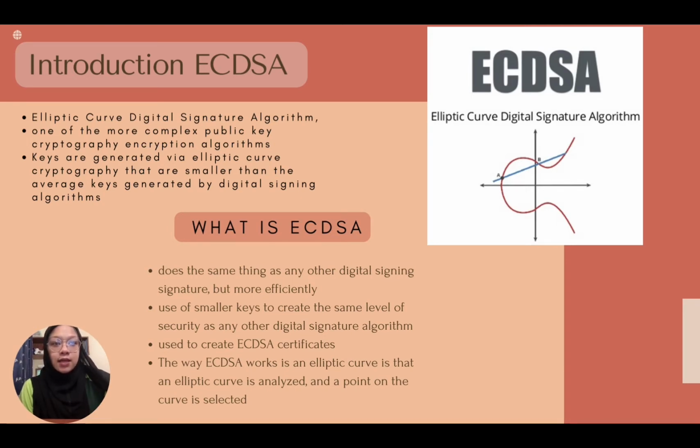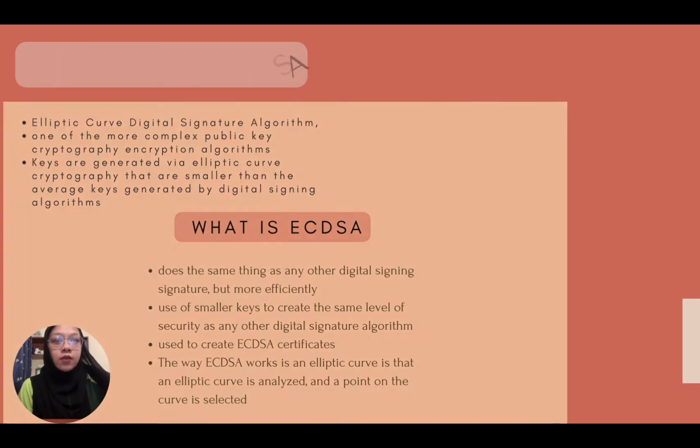Elliptic Curve Digital Signature Algorithm, or ECDSA, is one of the more complex public key cryptographic algorithms. So, what is ECDSA? ECDSA does the same thing as any other digital signature algorithm, but more efficiently. This is due to ECDSA using smaller keys to create the same level of security as any other digital signature algorithm. ECDSA is used to create ECDSA certificates, which are a type of electronic document used for authentication of the owner of the certificate.